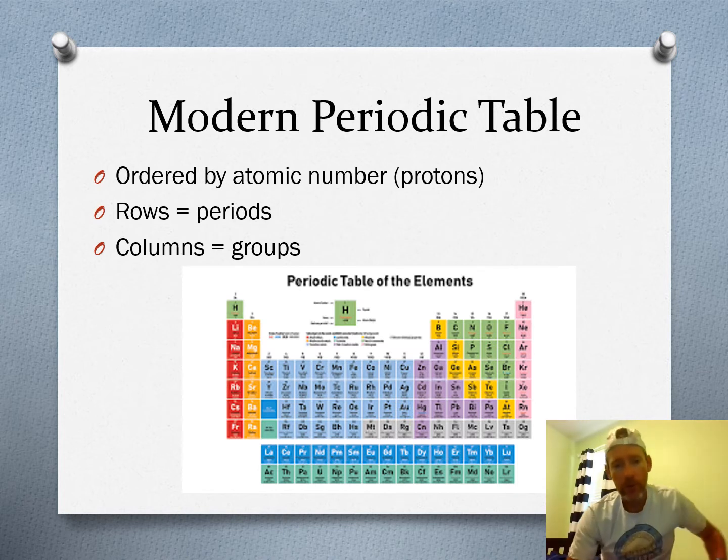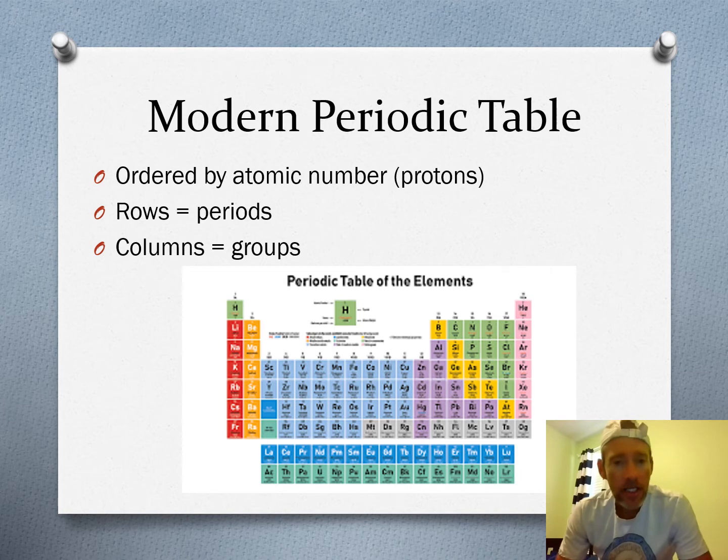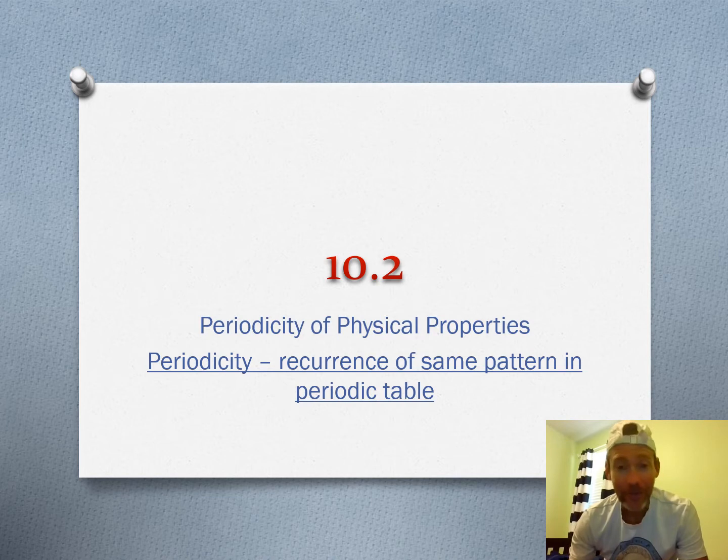Now they're not ordered by mass; they're ordered by atomic number. Generally speaking, they're all going to be increasing in mass because of the protons. There are a few places where the mass drops a little as you go across the periodic table, but all in all, the mass does increase, but it is ordered by the atomic number, which is the number of protons. And we know rows are periods and columns are groups. So periodicity basically is just a recurring pattern on the periodic table, and that's why it's called a periodic table.